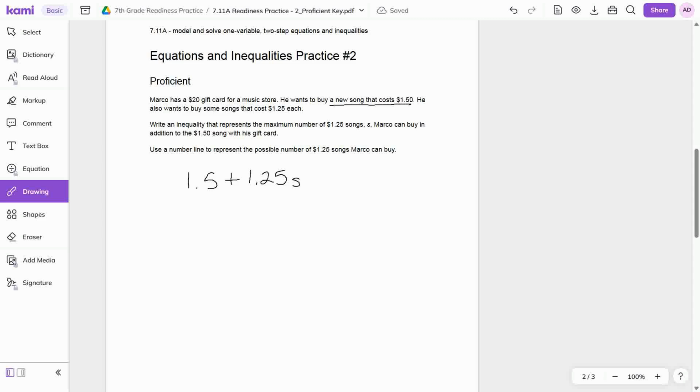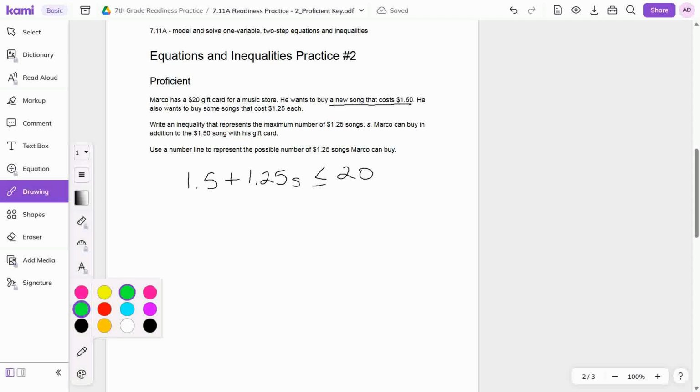How much money does he have? He's got $20, so he can buy up to $20. So I'm going to put less than $20, and it could be even to $20, so it's not just less than. We're going to say less than or equal to $20. He can go all the way up to and including $20, and he's good to go. But he cannot go over $20. The gift card does not go over that.